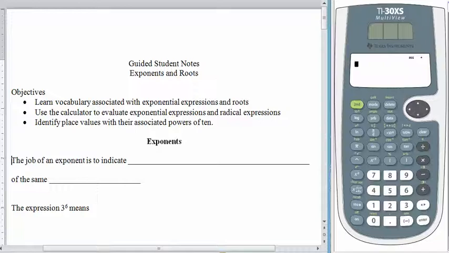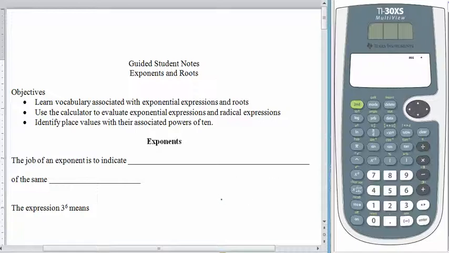I'm going to try something a little different today and see if I can get my calculator emulator to work along with the Word document here while I'm writing. So we'll see how well this goes. Hopefully you have your guided student notes printed out and we are ready to begin.